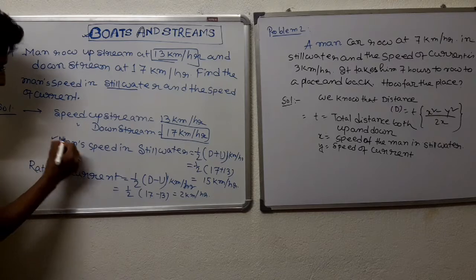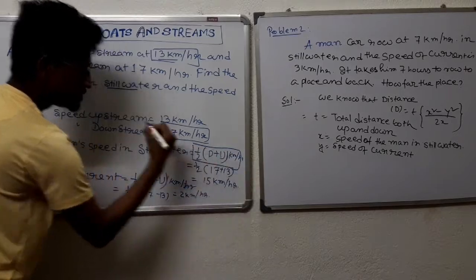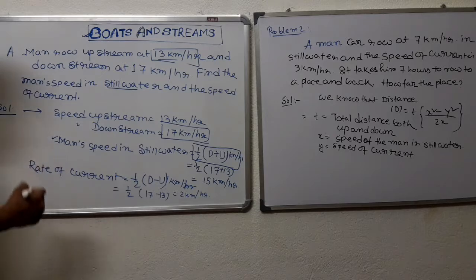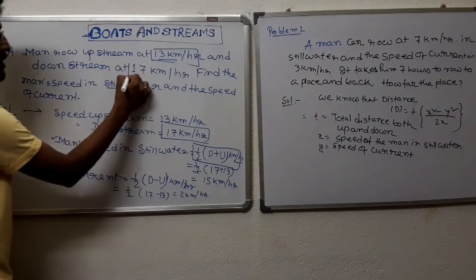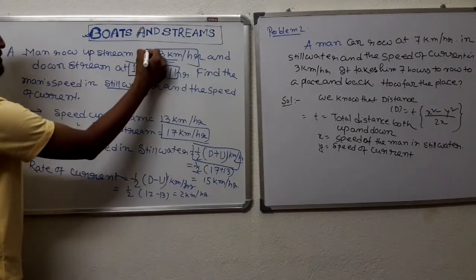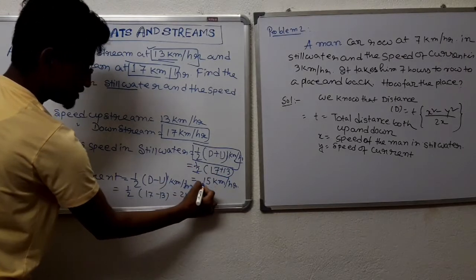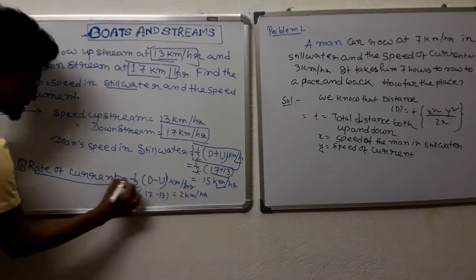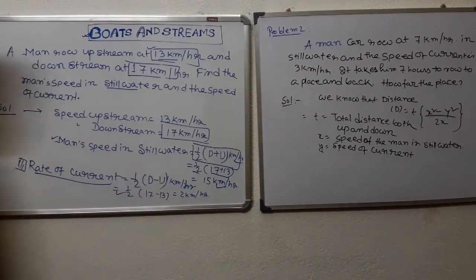Now the man's speed in still water, we know the formula, half into (d plus u), km per hour. Here the downstream speed is 17 km per hour and the upstream speed is 13 km per hour. So 13 plus 17 is 30, by 2, that is 15 km per hour. Now the rate of the current is half into (d minus u) km per hour, that is half into (17 minus 13), that is 2 km per hour. Now let's come to another problem.